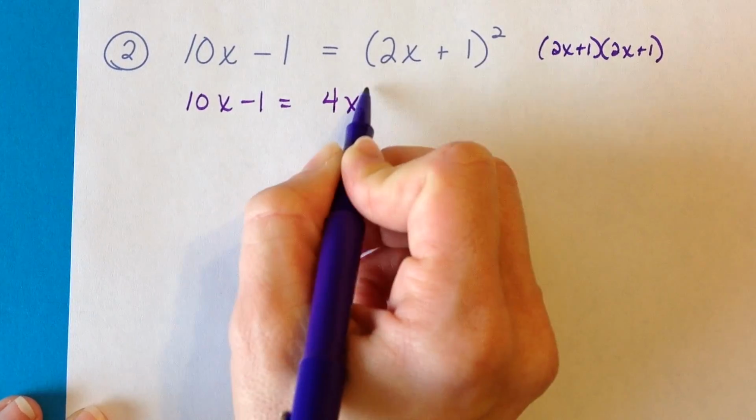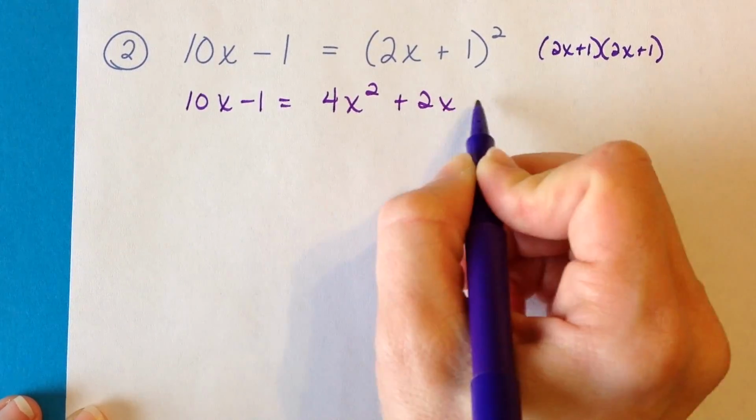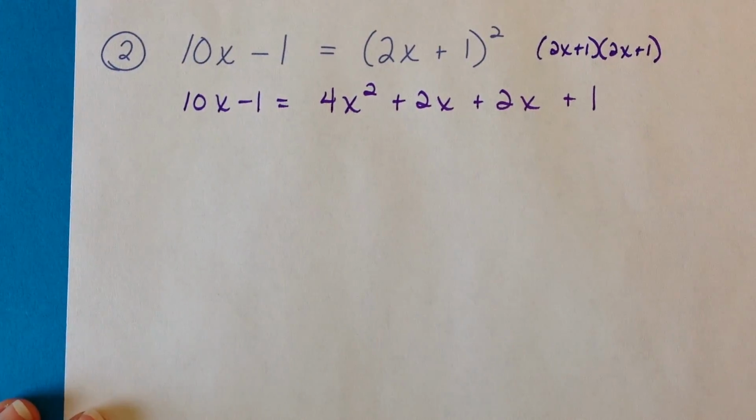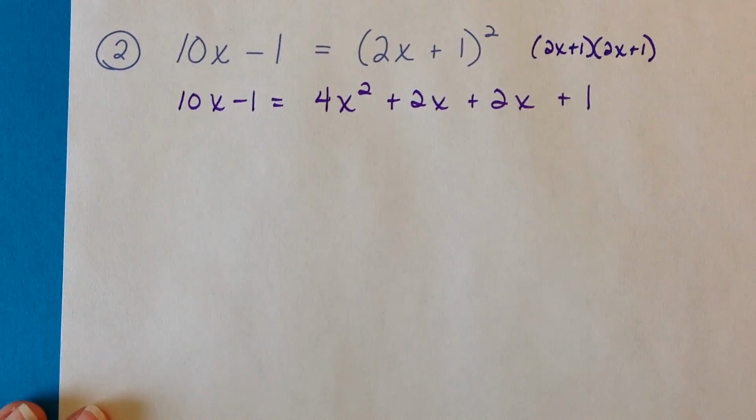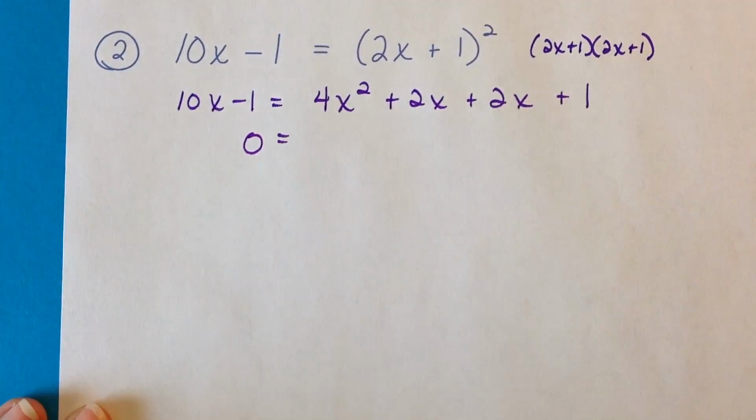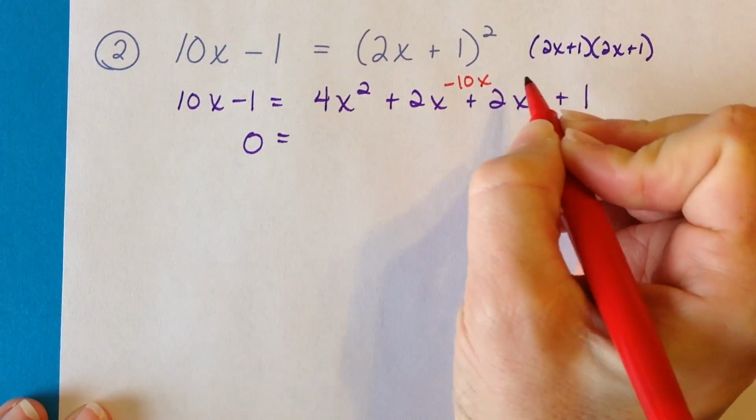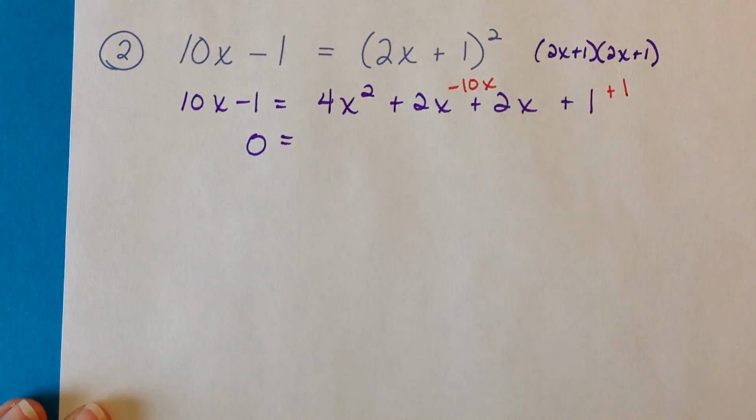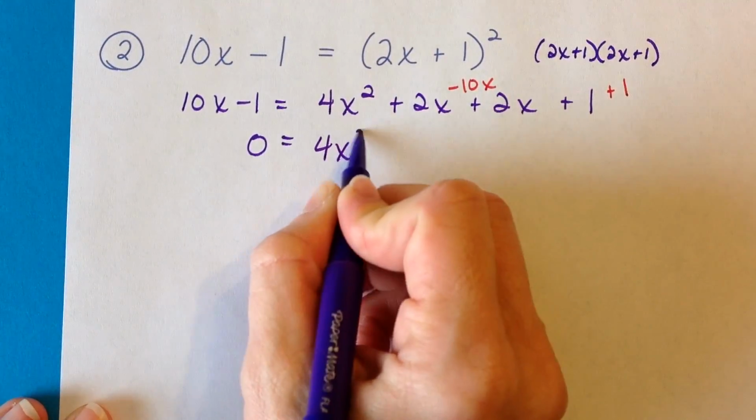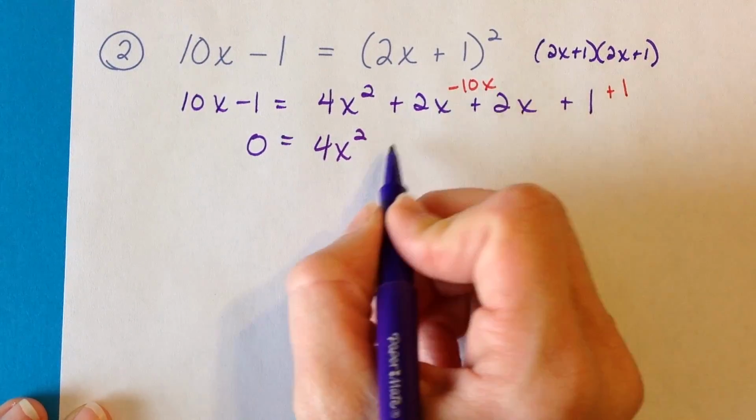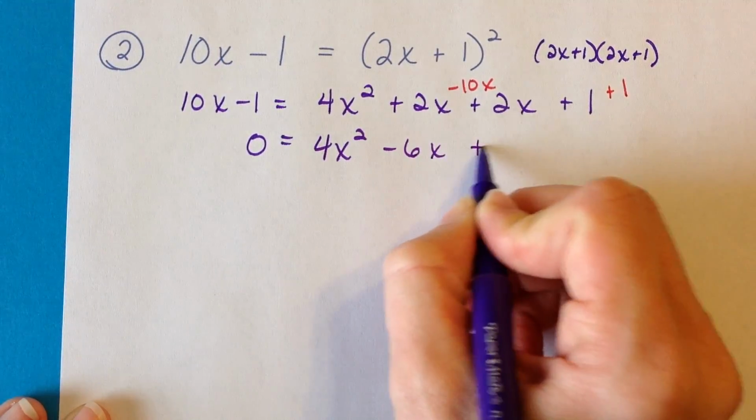So I'd have 4x squared plus 2x plus 2x plus 1, okay? Now, it doesn't matter which side you get the 0 on, but in this case, the simpler would be on the left-hand side. So to make that happen, you are going to have to subtract the 10x and add the 1. So in combining my like terms, I have 4x squared. Of course, 2x plus 2x is 4x. 4 minus 10 would give me a negative 6x plus 2.